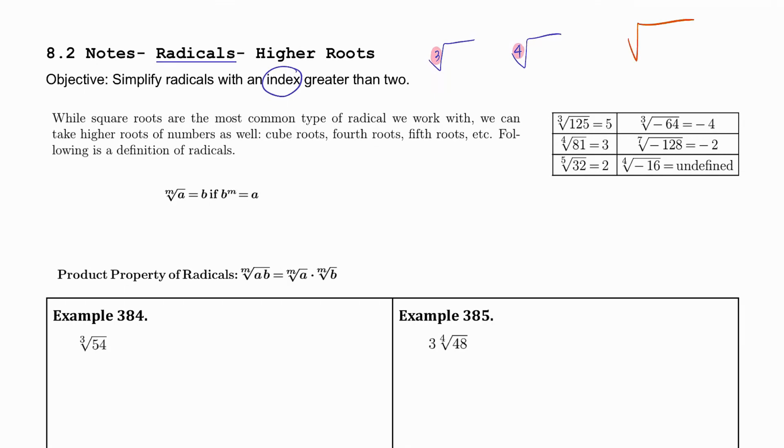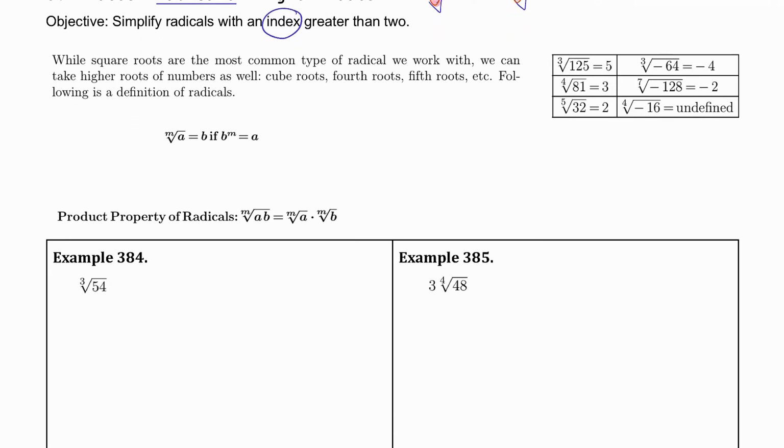If we have just the symbol and there is no index written, it assumes we're talking about square root and that our index is actually 2. But if it's a higher root, then we have to specify this is root 3, root 4. Okay, so kind of the tricky thing about these is they're a little bit less recognized.